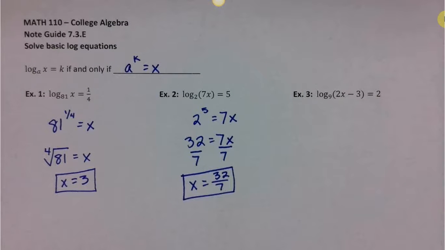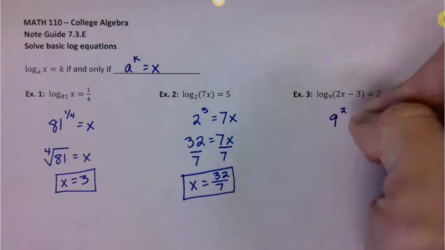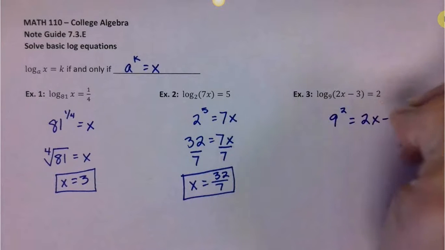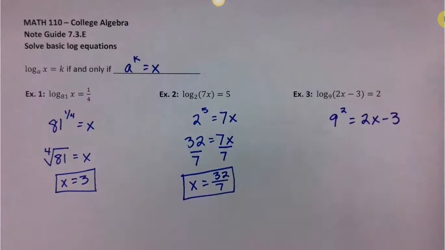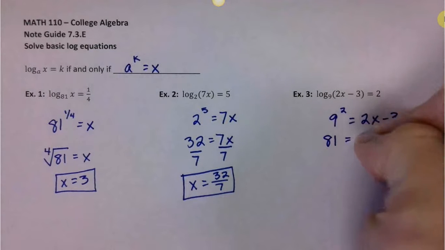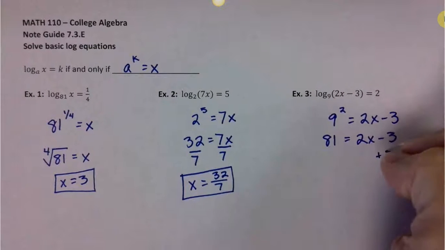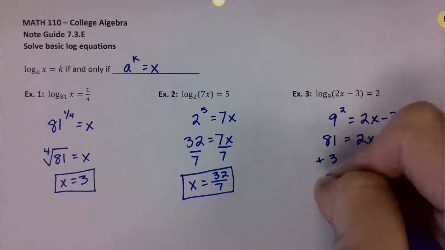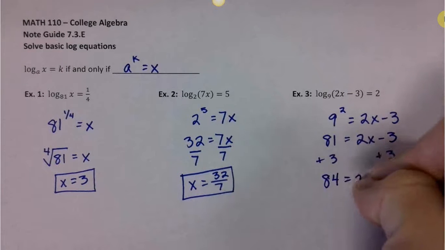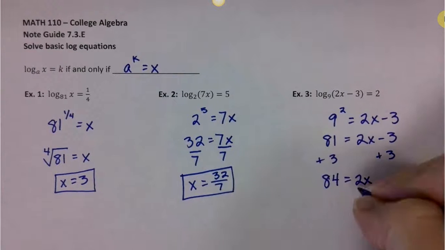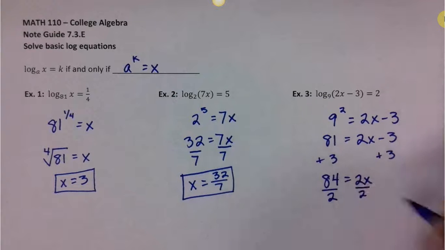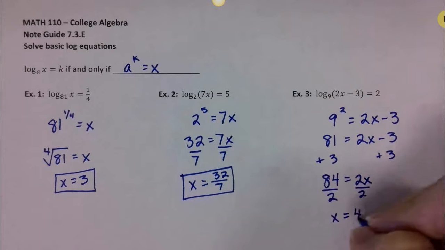Log base 9 of 2x minus 3 equals 2. As an exponential equation, that would look like 9 squared is equal to 2x minus 3. 9 squared is 81. And then to get the x by itself, we need to add 3 to both sides. So 84 is equal to 2x. And then divide both sides by 2 so that x is equal to 42.